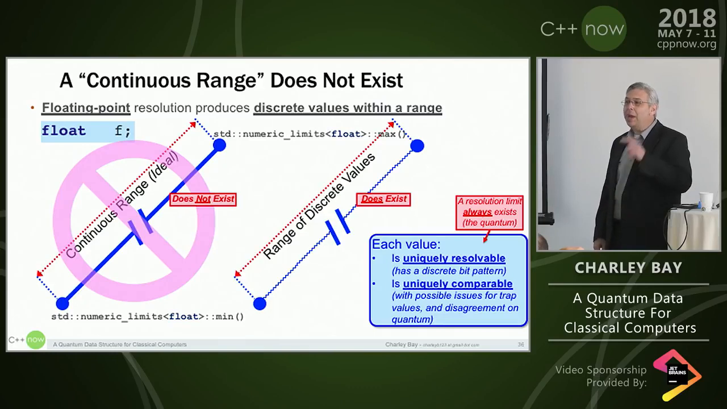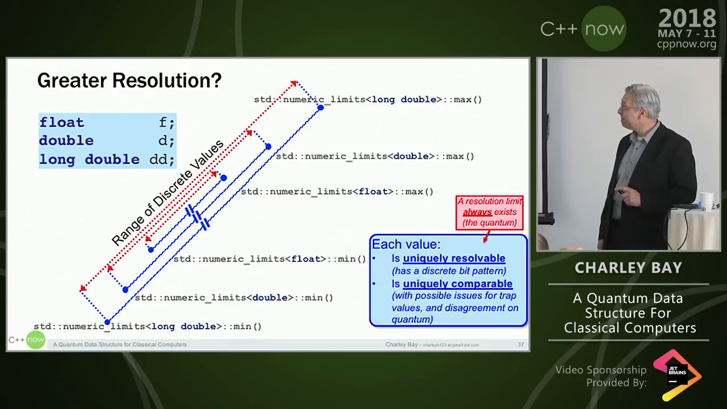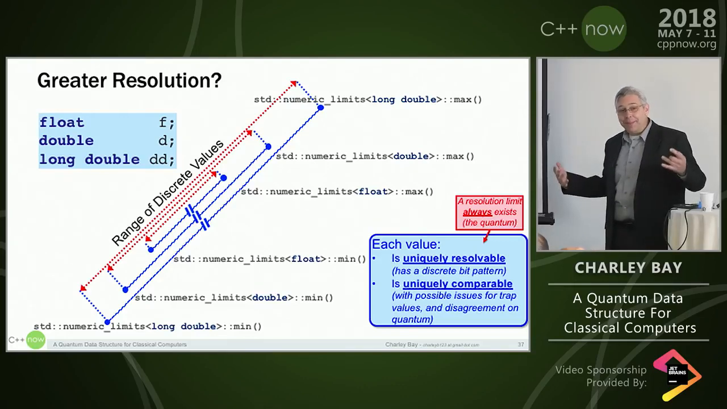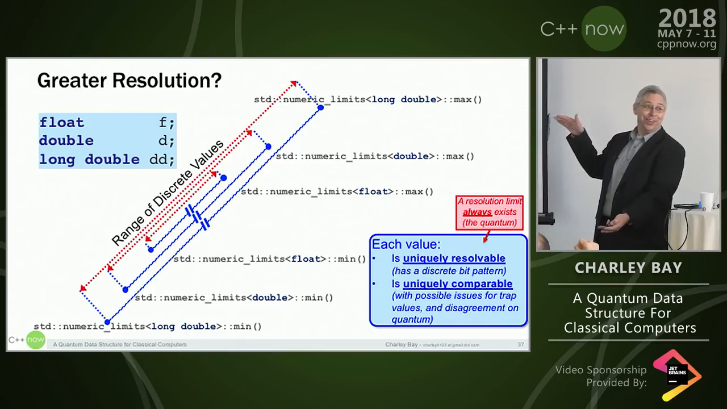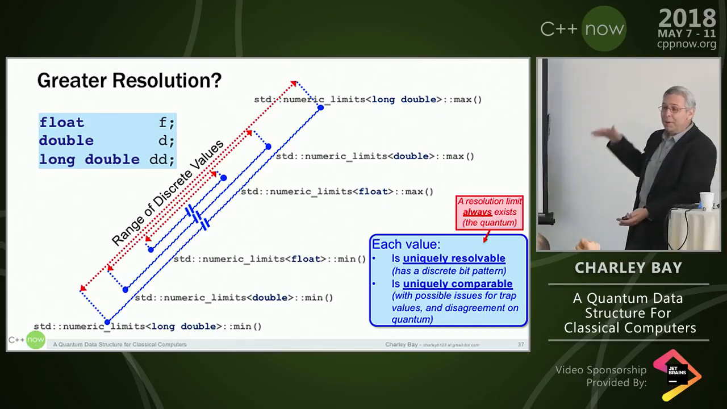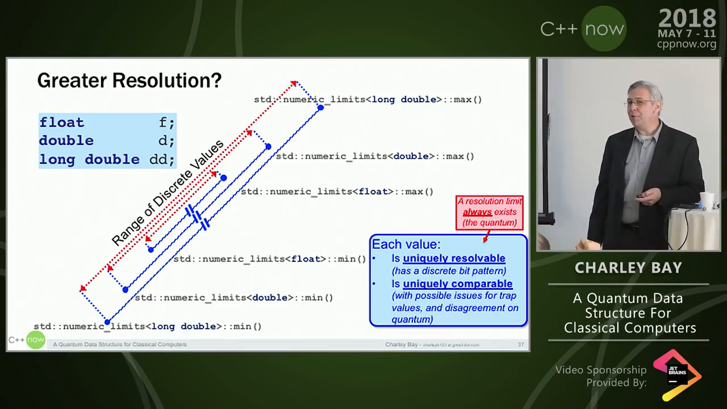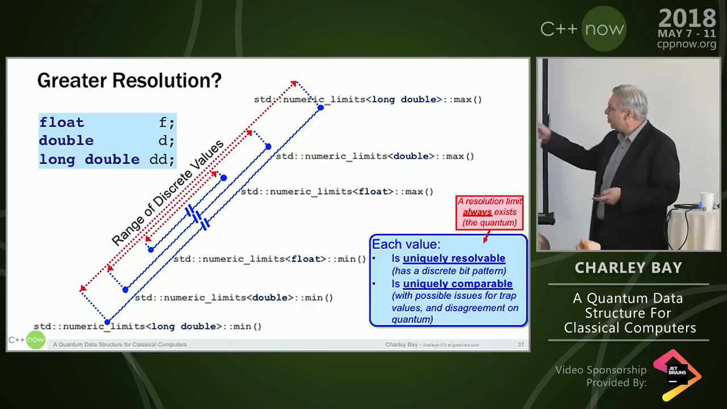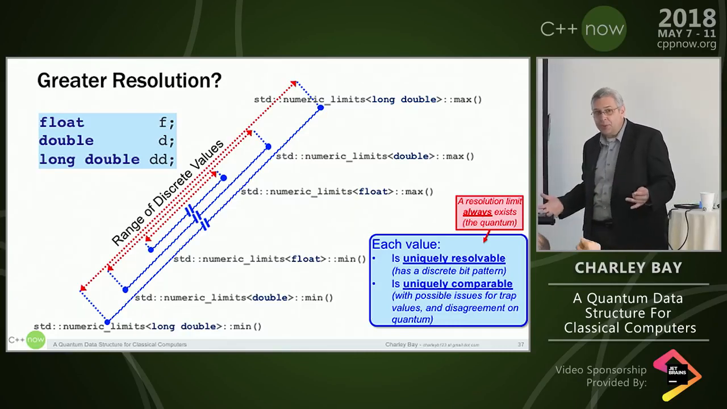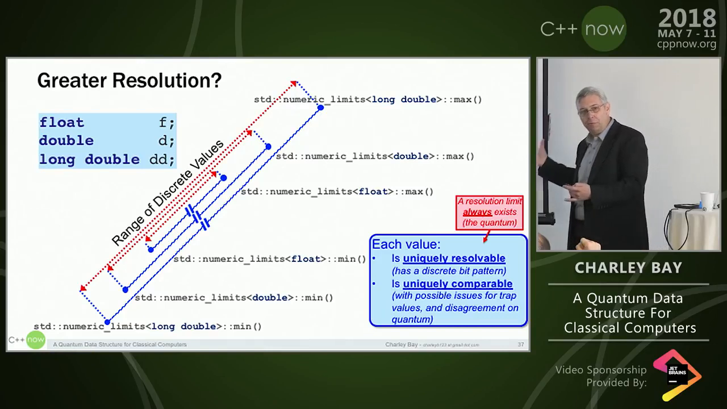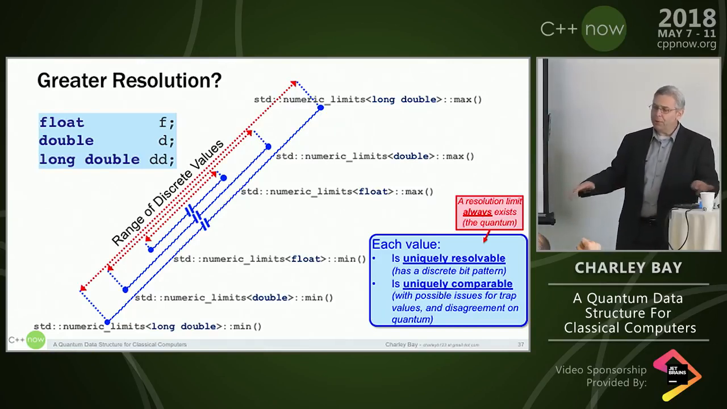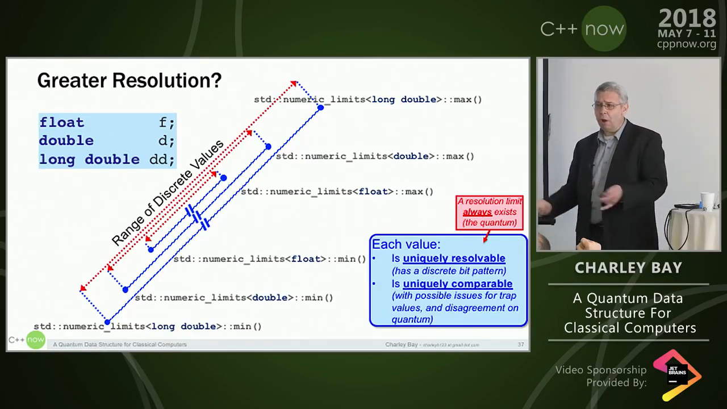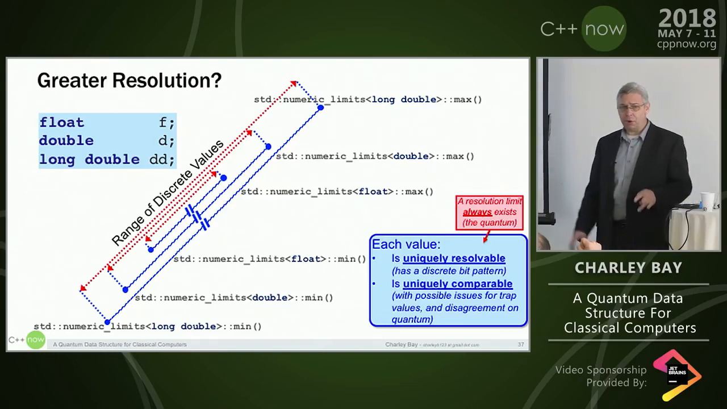Well, okay, I know how I'll fix this. I'll double down and go for a bigger float. That's not going to fix anything. Now you've got more range, you can do better approximations, but you don't solve any problems by going to bigger floats. You have the same stair step, it just is. It's a bit pattern, discretely resolvable, maybe some rules for trap values, and based on how it's represented in your hardware or whatever language guarantees there are for resolution.